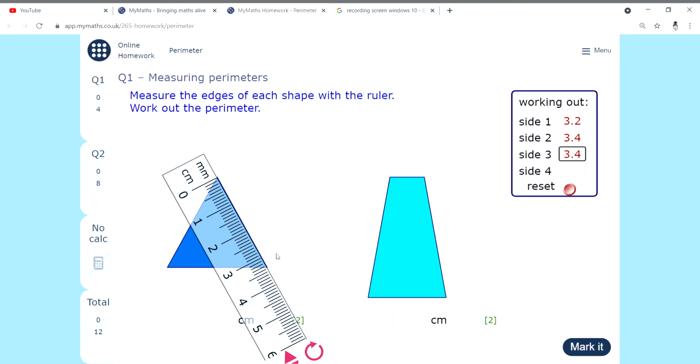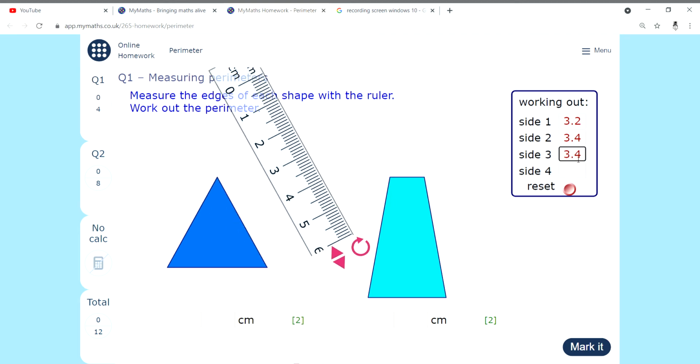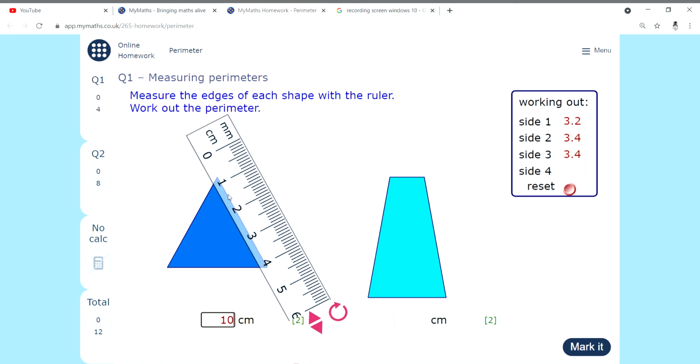Then the perimeter is just adding all these three things up. So I've got 3, 6, 9. That adds up to exactly 10. So I'm going to put in here just 10 centimetres, and hopefully it's going to have some margin of error when we do this. We'll reset that one, and I'll start with this shape.